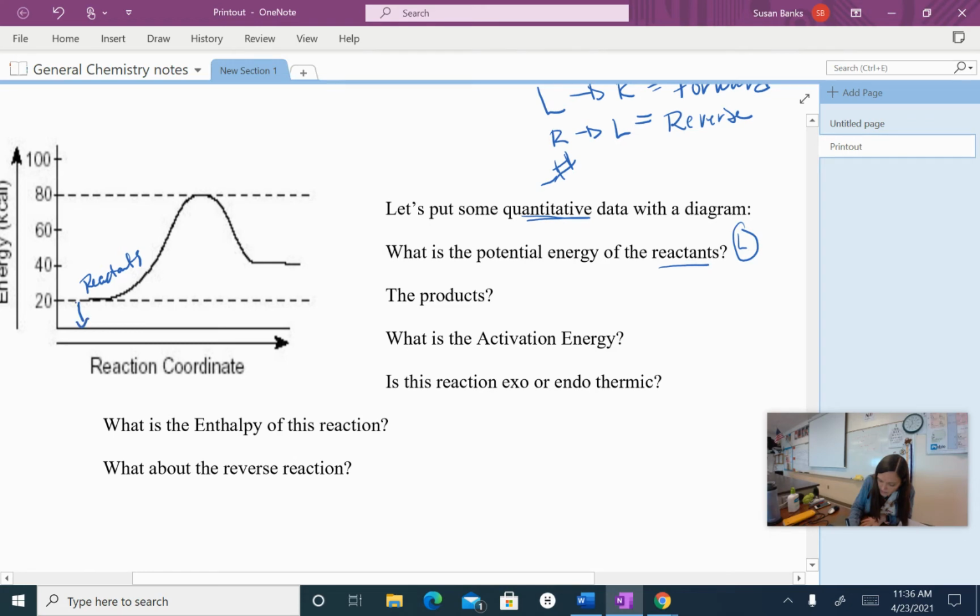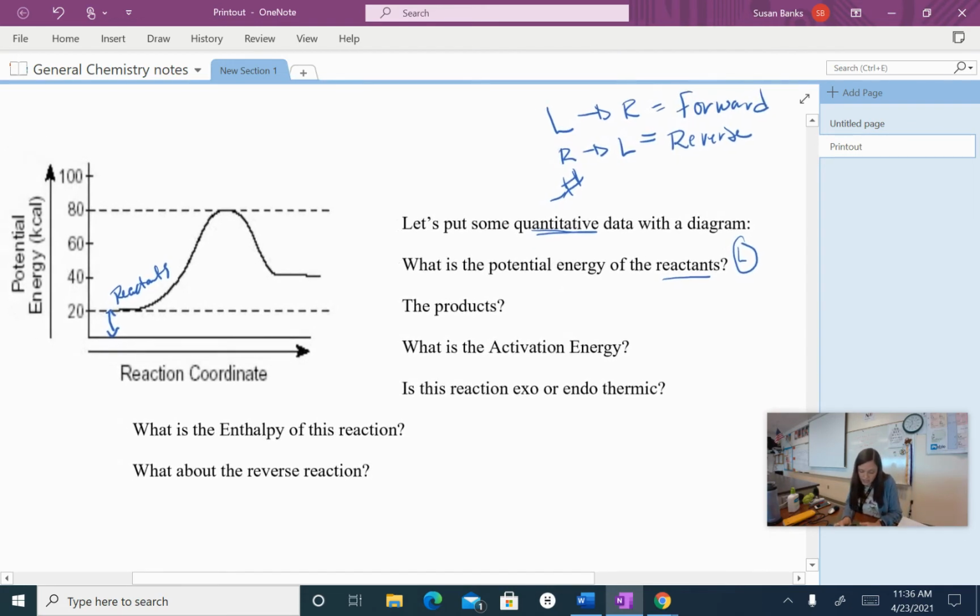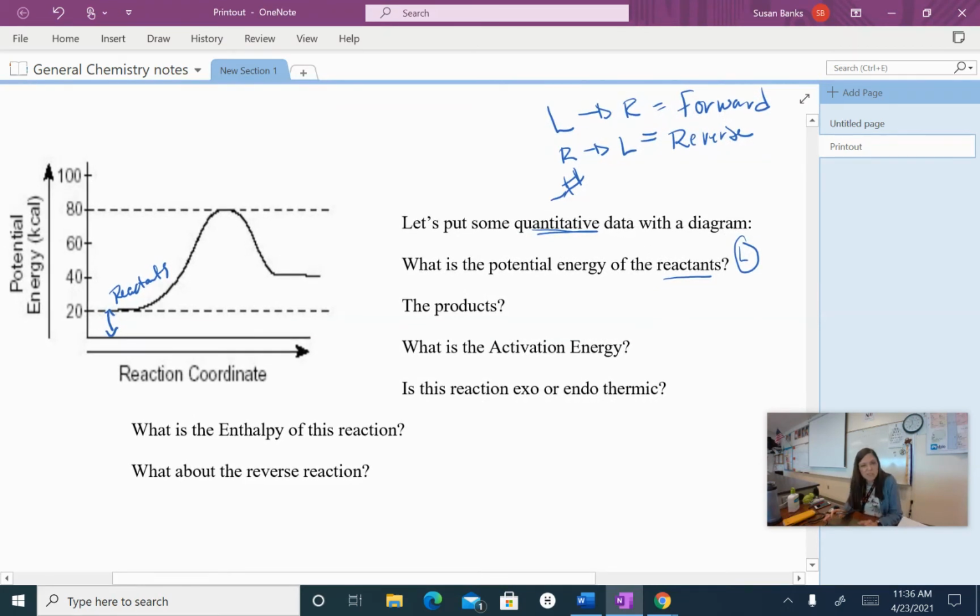So if I look at my reactants, I've got 20 kilojoules. Or actually, it's not kilojoules, it's kilocalories. But usually these are in kilojoules. So the potential energy of my reactants is 20 kilocalories. Okay, the products are going to be on the far side, on the right side. So if I look at my products, I look like I'm at about 40 kilocalories.